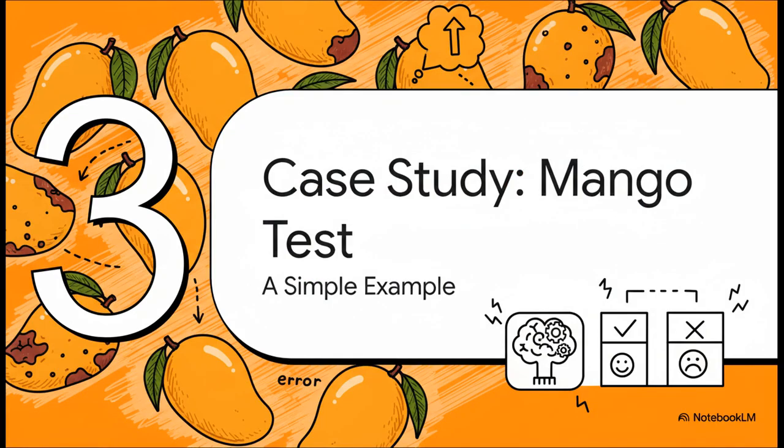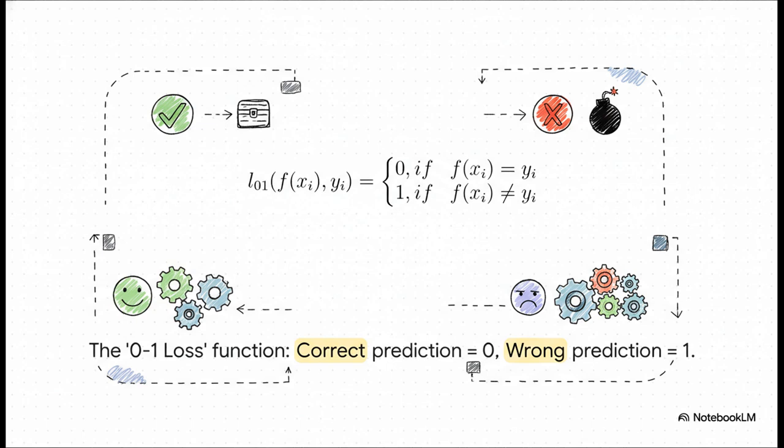I know, this is all still a little bit abstract. So let's make it super concrete. Let's do a simple case study I'm calling the mango test. Our mission, should we choose to accept it, is to build a model that can tell us if a mango is good or bad. And for a simple problem like this, we can use the absolute simplest loss function there is, the 0-1 loss. And it's exactly what it sounds like. If the model gets it right, the loss is 0. If it gets it wrong, the loss is 1. That's it. Simple as that.